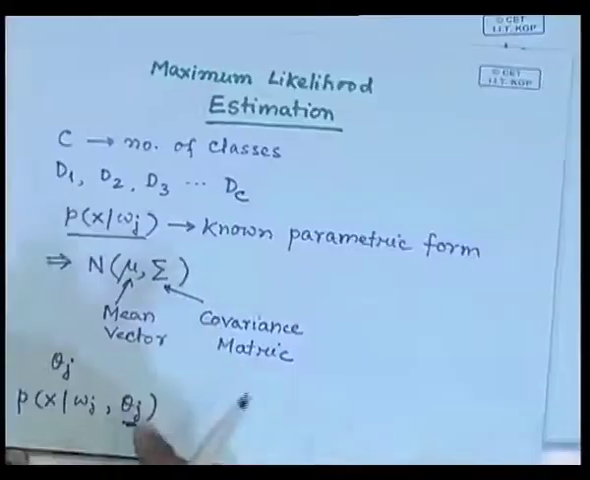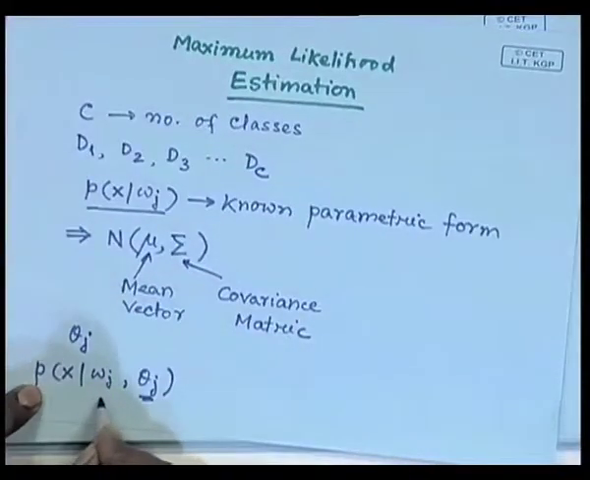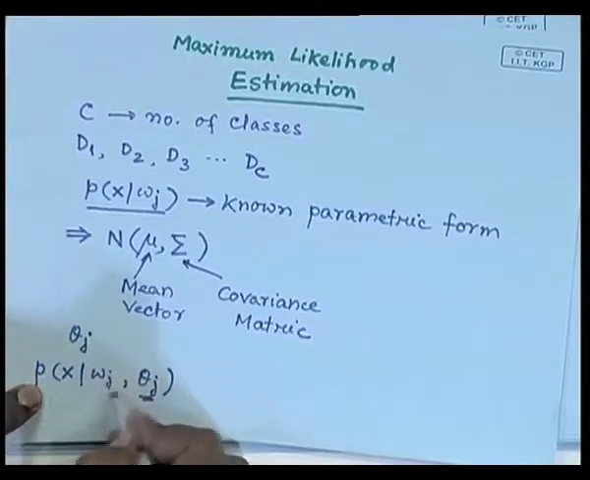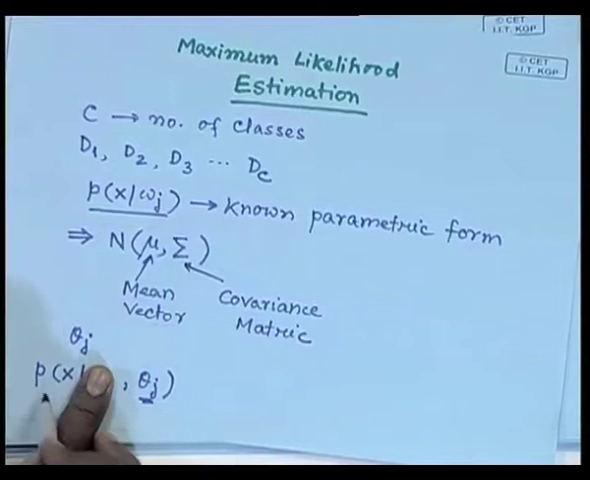Because the samples in one set are not giving me information about the parameter vector of the other set, I can simply remove this subscript j, or even remove this class conditional probability omega j. What I have is, given a set of samples, I want to estimate the corresponding theta.